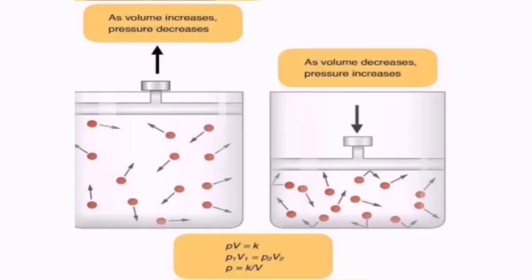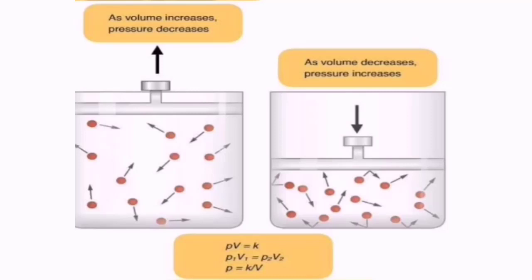Now look over here, the diagram shows that there is a piston or a weight present on the beaker, as shown in this figure. If we apply pressure and move this piston downward, then the molecules that were farther apart are now quite close to each other, and as a result the volume has decreased.